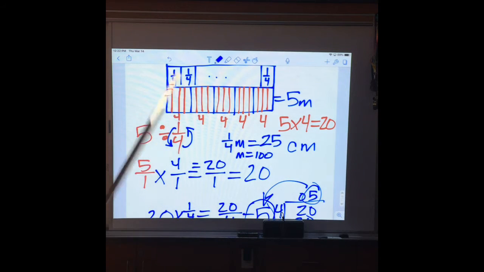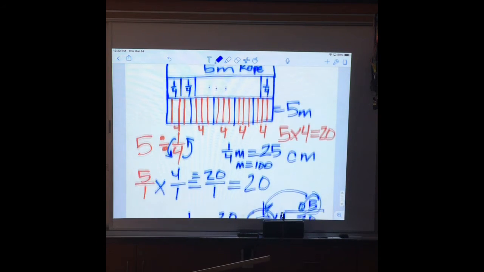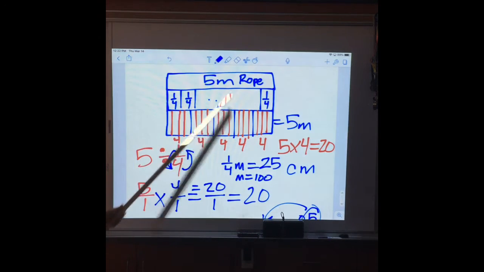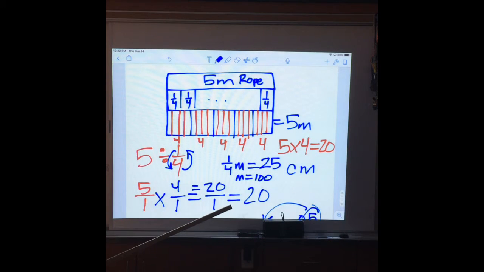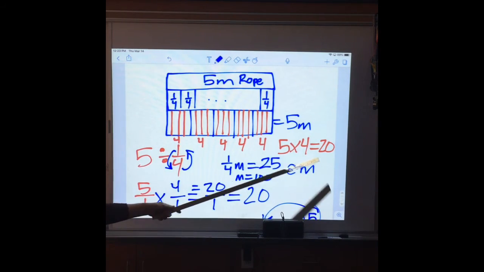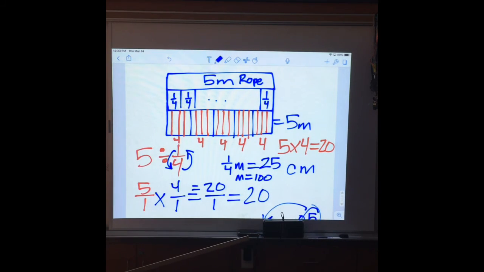So could we make up a problem for this? I could say, Mr. McGuire has 5 meters of rope. He wants to cut it into fourths. How many fourths will he have? You would say 20. And I'd say, okay, I've got 20 students in my class. How much of the rope can I give them? I can each give them 1/4 of a meter, right? 1/4 of a meter each.